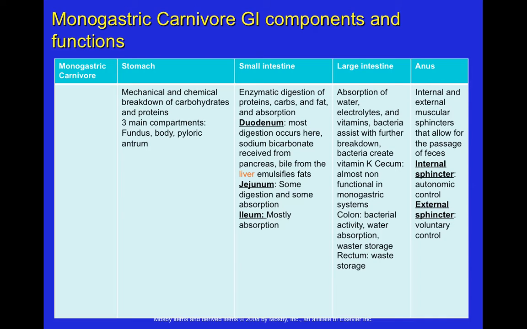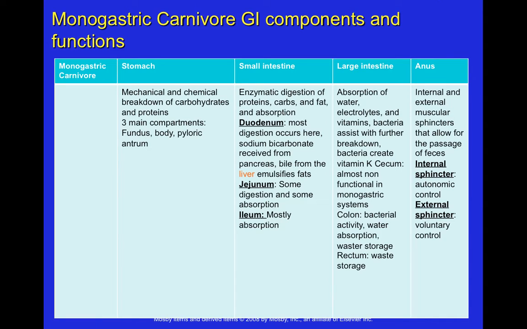Sodium bicarbonate is received from the pancreas, which is a very small accessory organ that's attached to the duodenum. So the sodium bicarb is released from the pancreas and dumped into the duodenum to help alkalinize, so to bring down the acidity from the gastric contents. In the stomach, there's lots of hydrochloric acid being released to help break down that food. By the time it gets to the duodenum, it needs to be more alkaline so that it's not going to burn the rest of the GI tract.